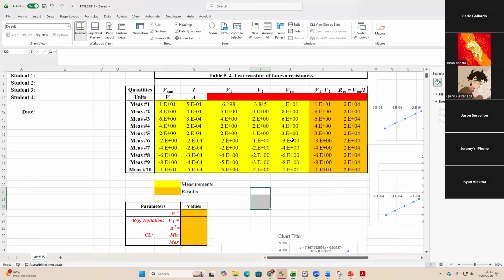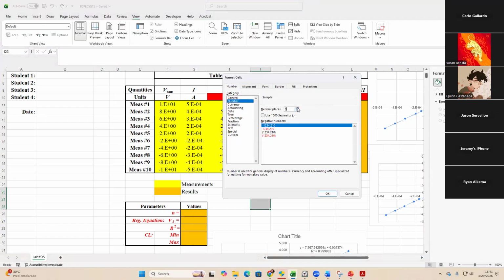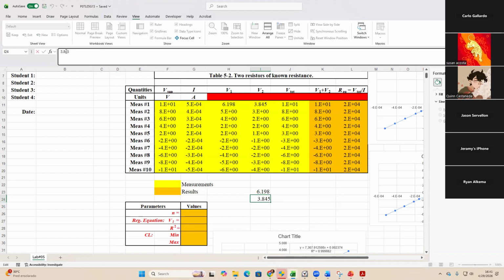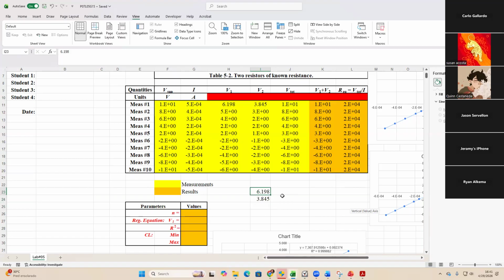Number 2, 3. They all have 3 decimal places. 6.198, right? 3.845, right? So the last decimal place is the last significant digit of both measurements. Okay, so you go ahead and sum them up. When you have this summation, you stop at the very last decimal place.